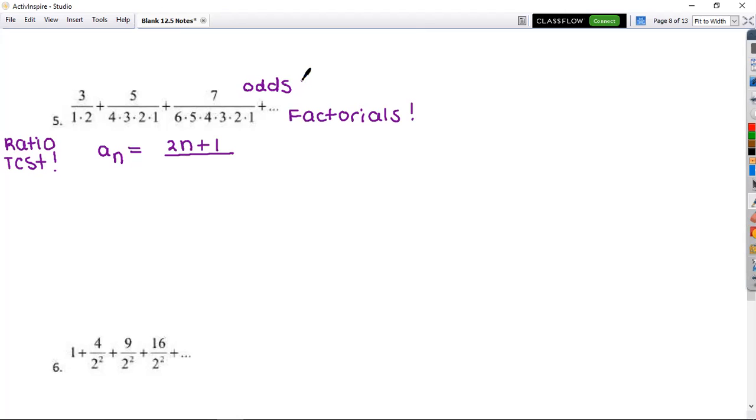Now on the bottom, you're looking for what's happening. So 1 times 2 is the expansion of 2 factorial. 4 times 3 times 2 times 1 is the expansion of 4 factorial. And then 6 factorial. So not only are they factorials, but they are even factorials. I know you haven't used this formula a ton. So even is just going to be 2n factorial.